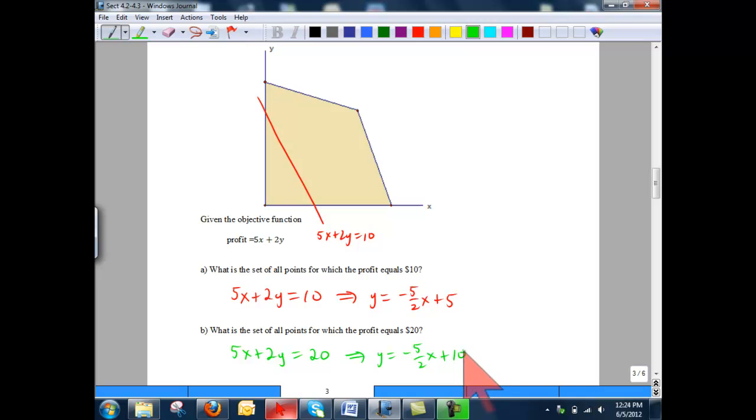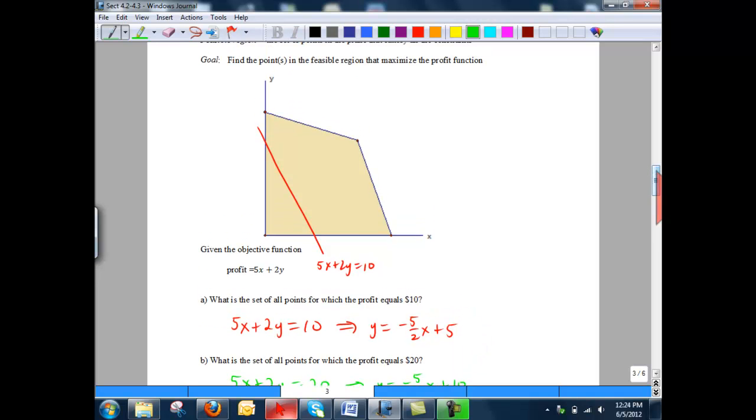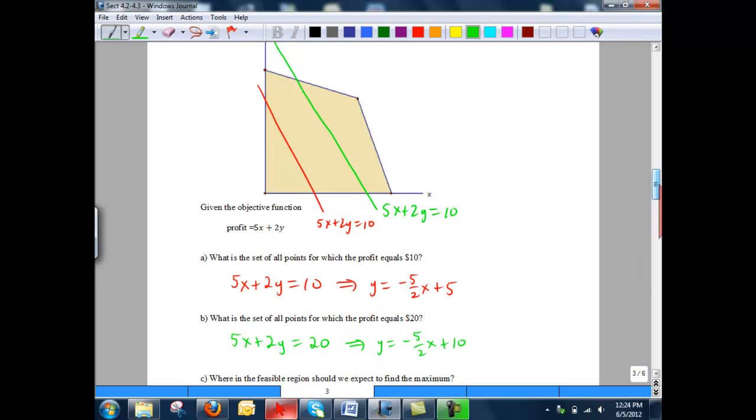And so the green line that I'm about to draw will be parallel to the red line. It might be something like this. 5x plus 2y equals 20. And of course, if I'm trying to maximize profit, it's better to make $20 profit than $10 profit.